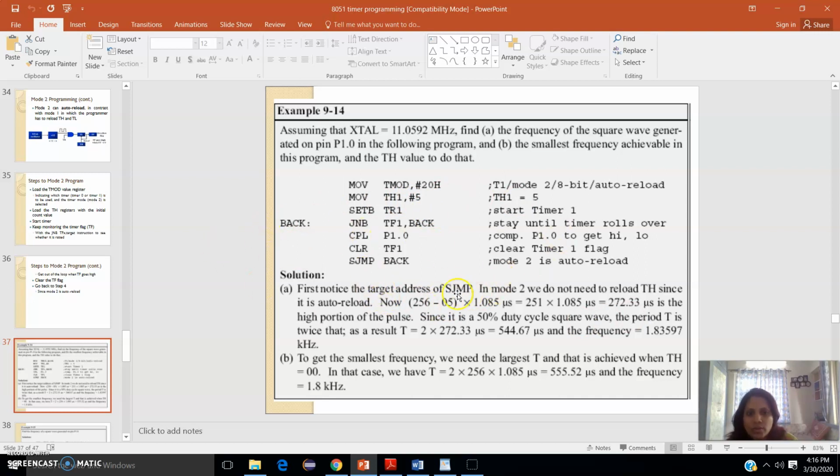Again, you just continue the process and complement or toggle the bit, here at P1.0, the port 1 bit number 0. So in this way you can set the value.